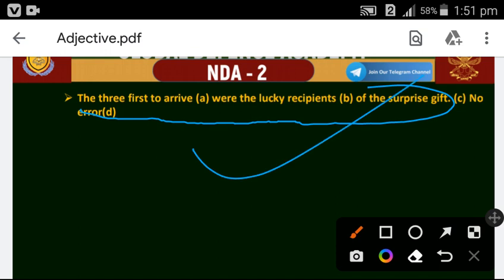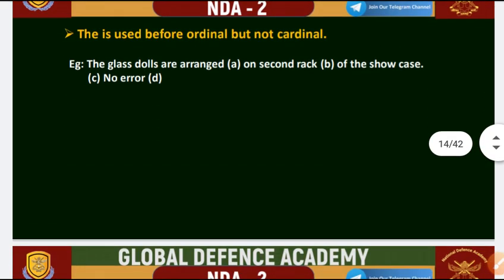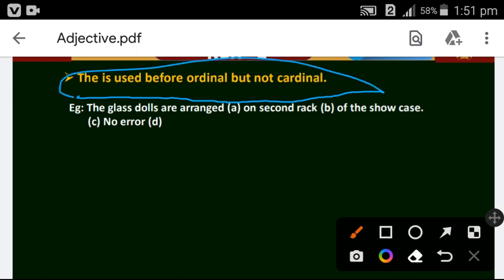And move ahead, and here is another important concept written on your screen. You can observe here that "the" is used before ordinal but not cardinal. What does it mean? Let us discuss it with an example: The glass dolls are arranged on the second rack of the showcase. What is the meaning held by this sentence?